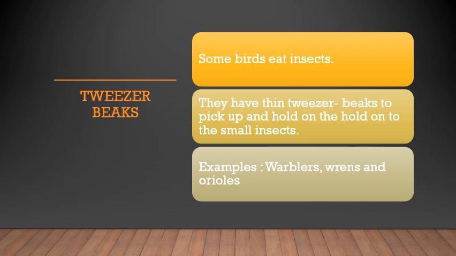Some birds eat insects. Now these birds who eat insects pick up the insect and hold it in their beak. That is why they have tweezer-like beaks. They have thin tweezer-like beaks to pick up and hold on to the small insects. The examples for the birds which have tweezer beaks are warblers, wrens, and orioles.